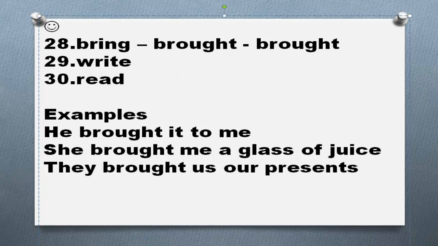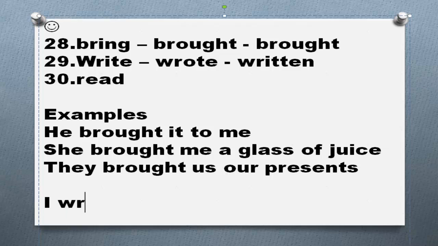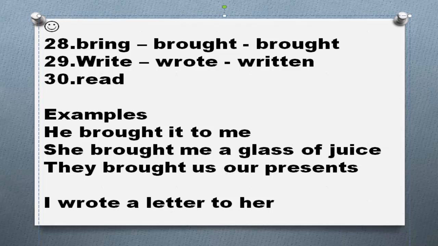А следующий неправильный глагол write. Формы write, wrote, written. Я написал письмо. I wrote a letter. I wrote a letter to her. Я написал ей письмо.